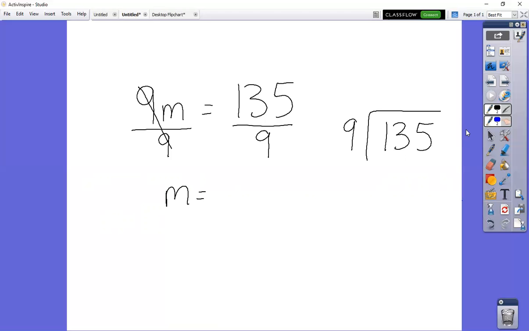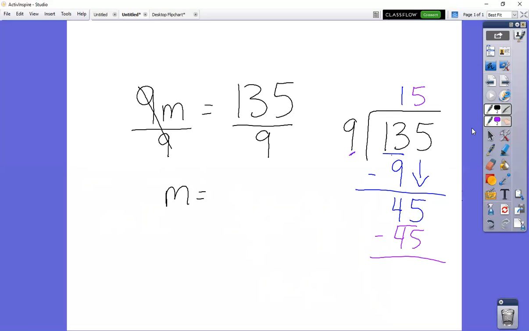Can 9 go into 1? Nope. Can 9 go into 13? Yes, it can. It can go in one time. 1 times 9 is 9. Subtract, 13 minus 9 is 4. Bring down the 5. Now we're going to start those steps all over. 45 divided by 9. Can 9 go into 45? Yes, it can. It can go in how many times? It can go in 5 times. So 5 times 9, 45. 45 minus 45, 0. Don't have anything to bring down. So my answer is up here, 15.